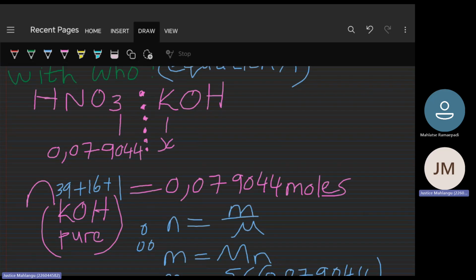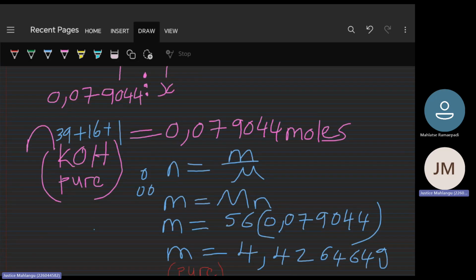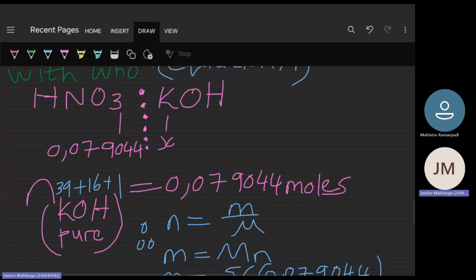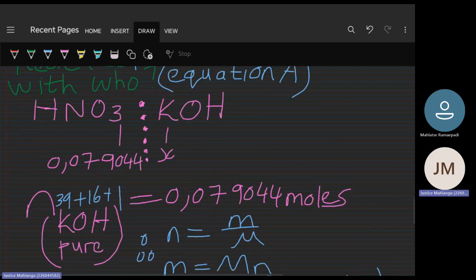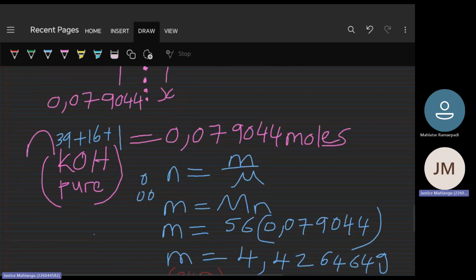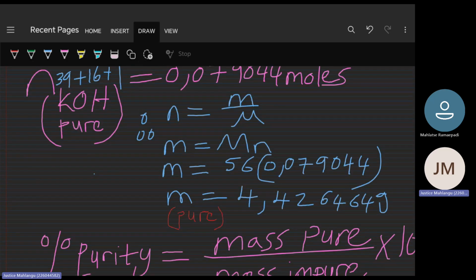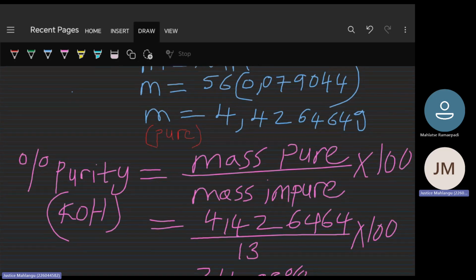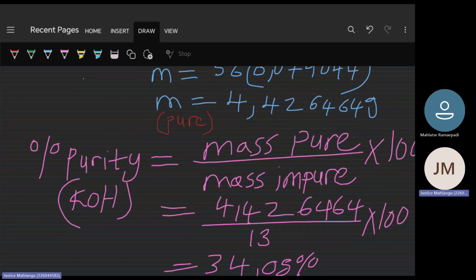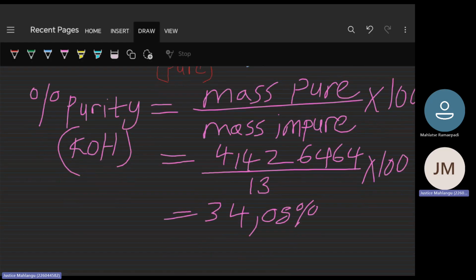So we get the number of moles of potassium hydroxide that have reacted because we know that only the pure reacts. The impure one doesn't react. Only the pure react. So we get the number of moles of potassium hydroxide that have reacted. If you cross multiply there using the stoichiometric ratio, you get 0.07944. Then from there you get its mass. Then from getting the mass, you now calculate the percentage purity. Then you get the percentage purity as 34.05%. 34.05%. Did we understand this?